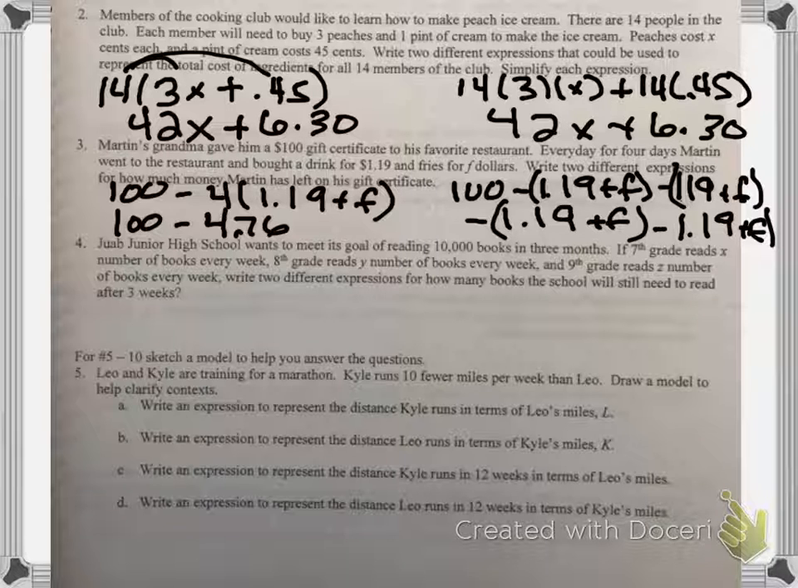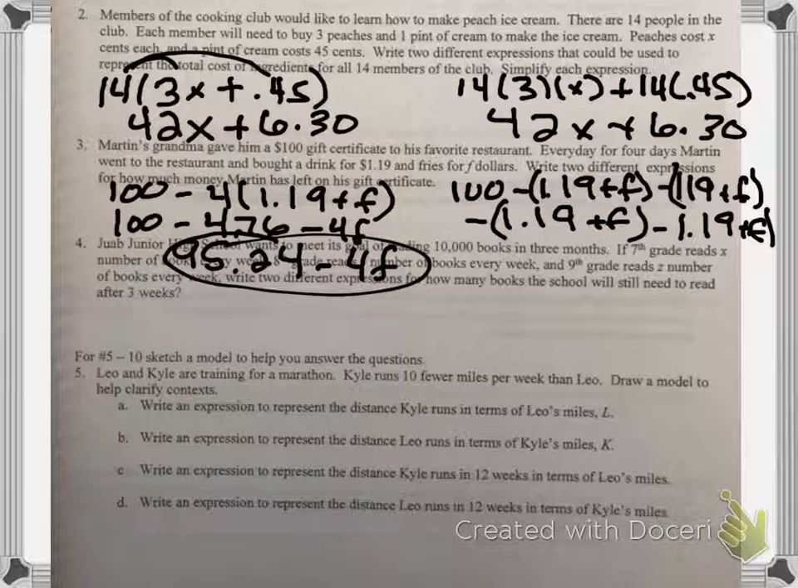And if we simplify this first one, we get 100 minus 4.76 minus 4F. So I have negative 4 times F is 4F. To simplify even further, I take 100 minus 4.76, so I have $95.24 minus 4F, and that is as simple as we can get. And the other one would simplify to the same.